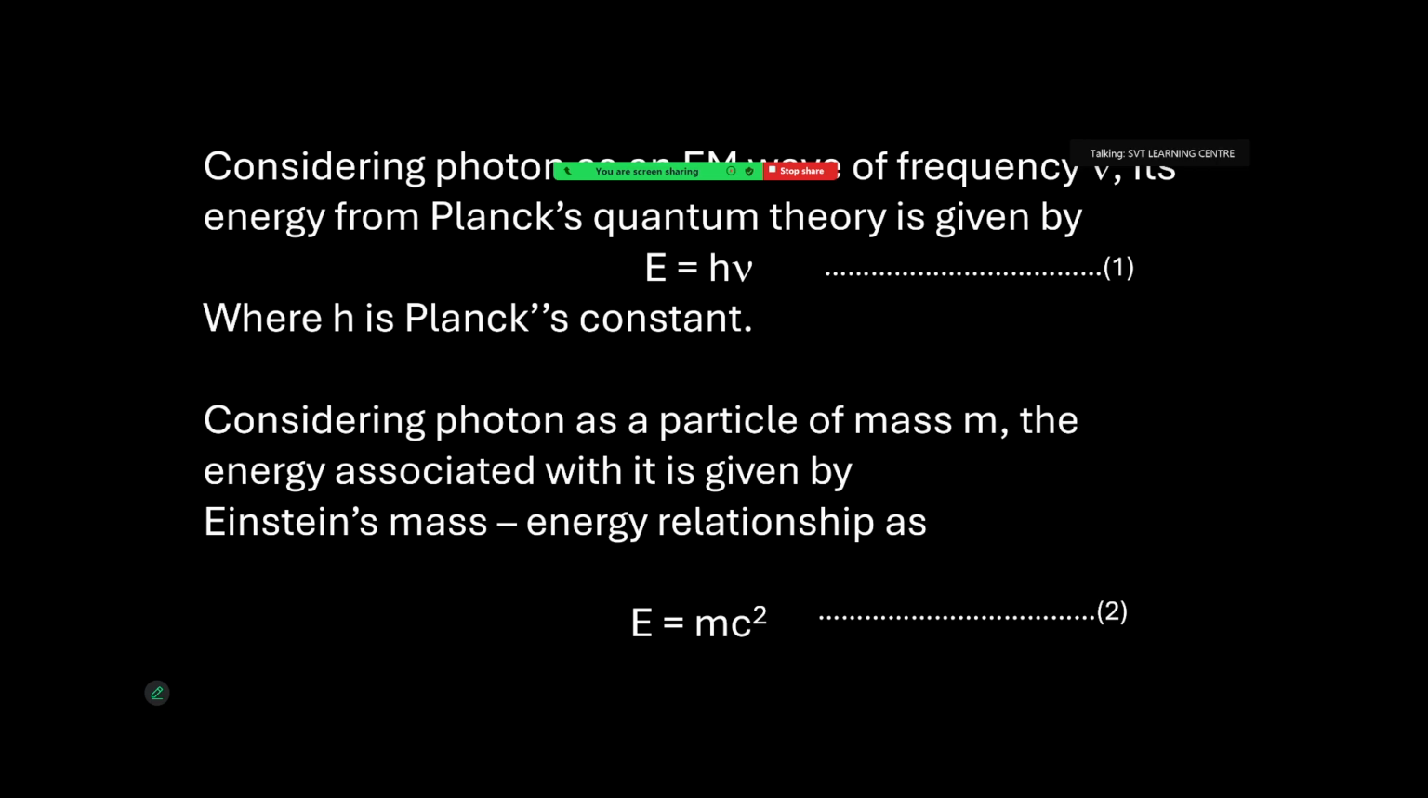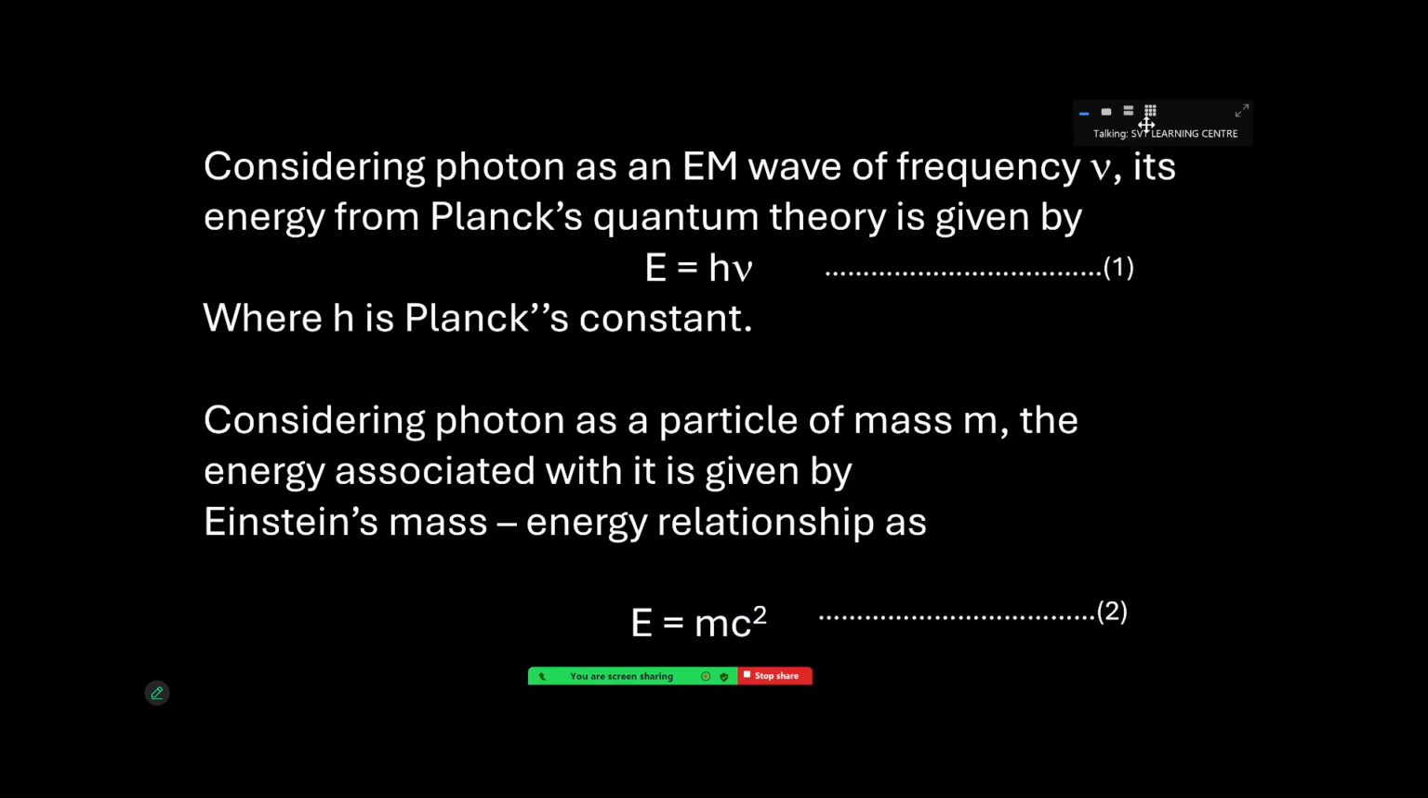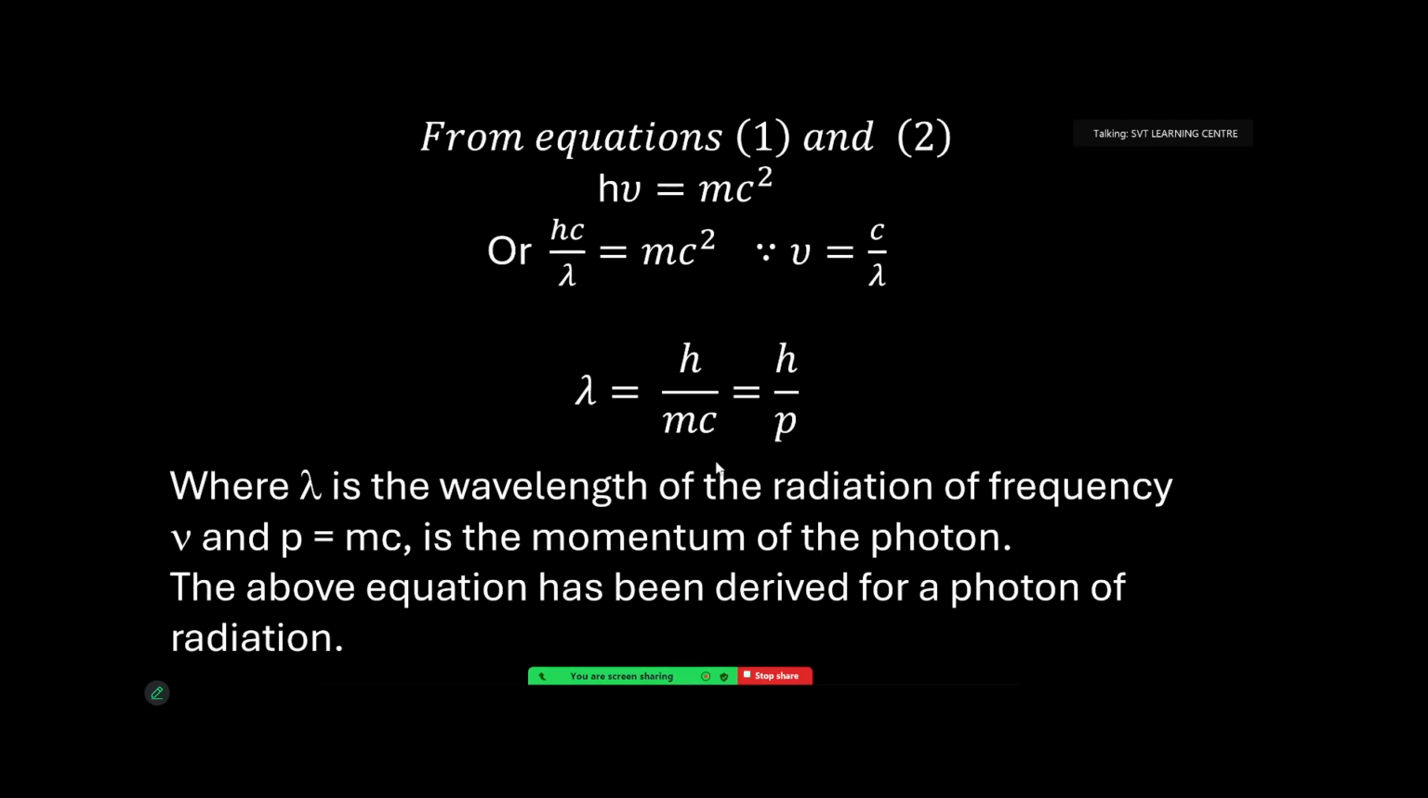Now let's consider a photon of an electromagnetic wave of frequency mu. Its energy from Planck's quantum theory is given by E is equal to h mu. Now mark it as 1. Here h is Planck's constant. Now considering a photon as a particle of mass m, the energy associated with it is given by Einstein's mass energy relation as E is equal to mc square. So both are E, so we can equate them. So we get h mu is equal to mc square.